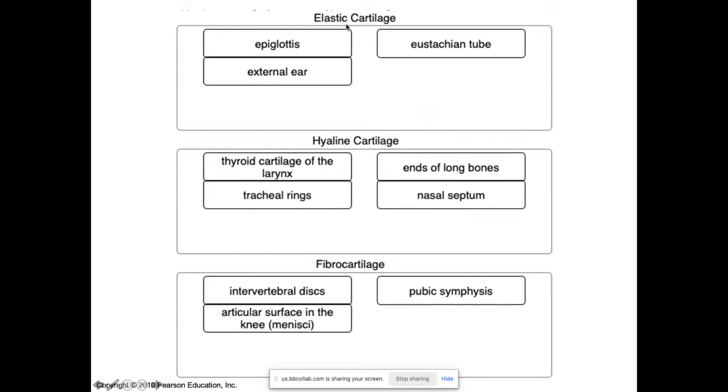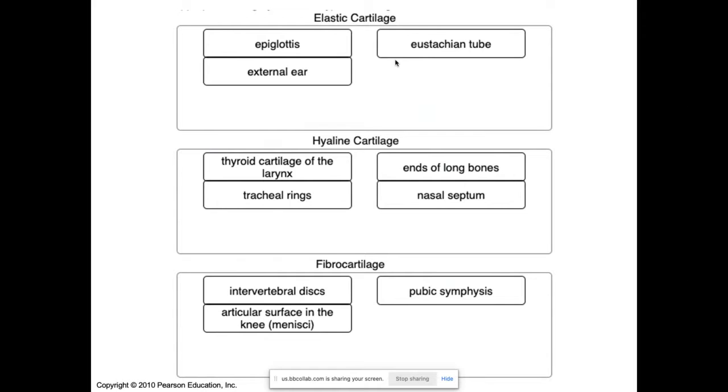Where do we find elastic cartilage? Things that have more flexibility: the external ear, the nose, the epiglottis, which is in the back of the throat. The epiglottis is really important because when you swallow food, it goes down your esophagus. It doesn't go down your windpipe.